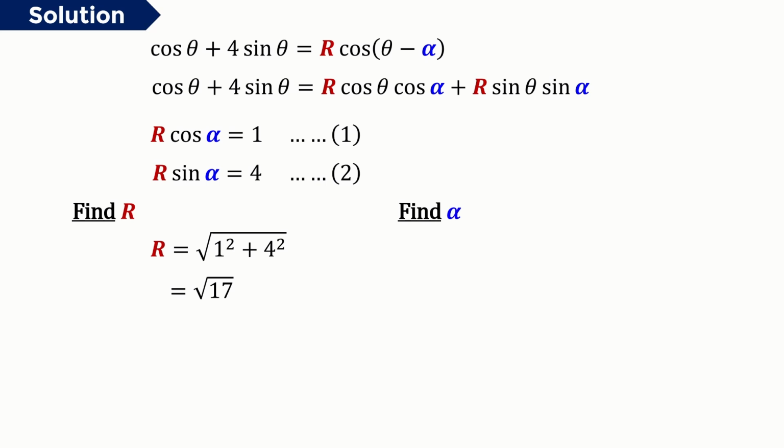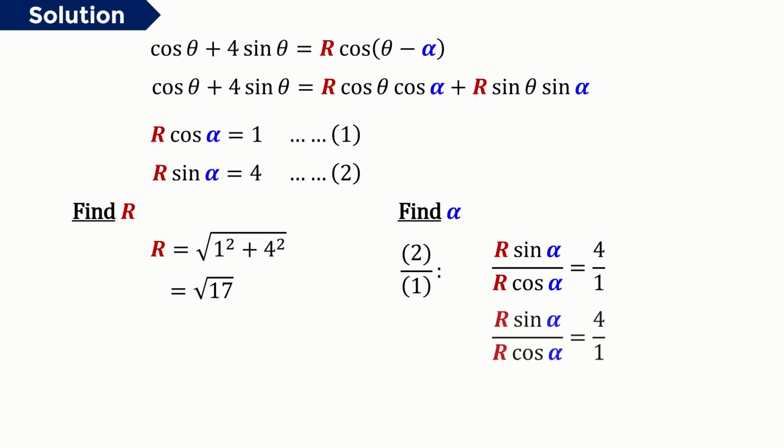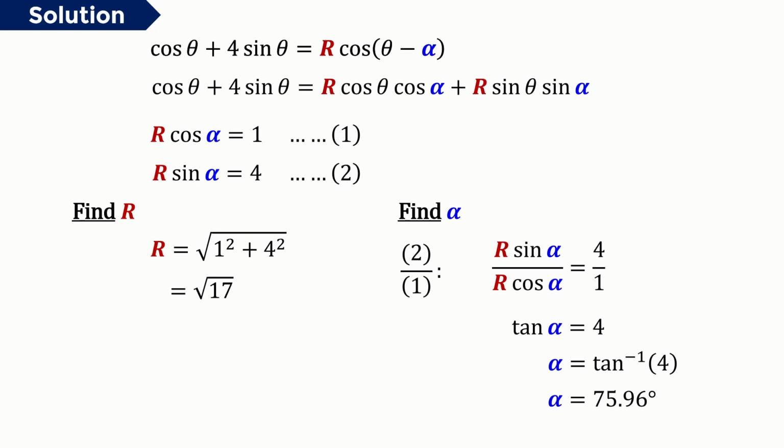Next is to find alpha. To find alpha, we divide the second equation by the first equation, which is r sin alpha equals 4 divided by r cos alpha equals 1. We can cancel out r, and sine over cos is tangent. So tangent alpha equals 4, and alpha equals arctangent 4, which is equivalent to 75.96 degrees.